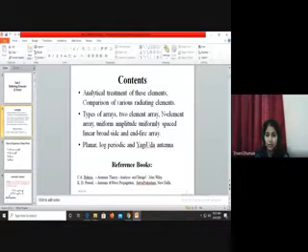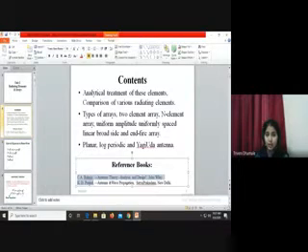Again, the reference books for the antenna. Only these first 2 units are based on the antenna, and the remaining 4 units are on microwave communication, that is the microwave part. For the first 2 units, you can refer to these 2 books, C.A. Balani and K.D. Prasad.